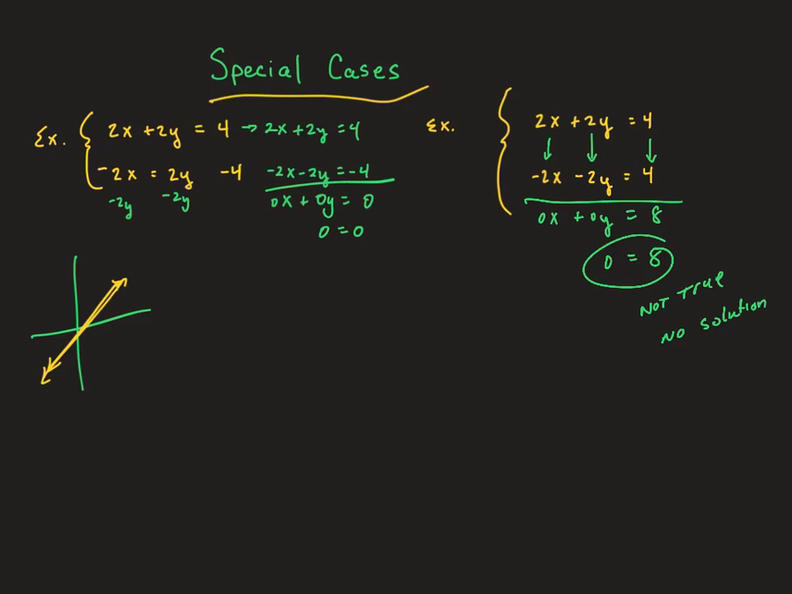And if there's no solution, that means on the coordinate plane, right? If it's no solution, that means those things are running parallel because they never touch. Okay, so those are special cases. We either have no solution or infinite solutions.